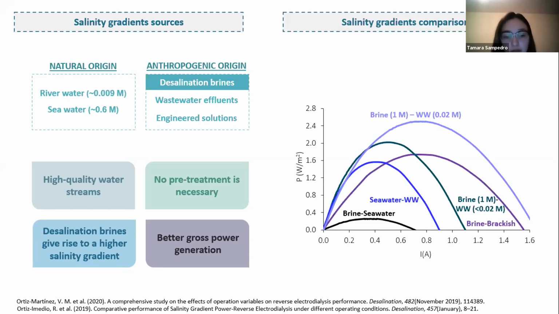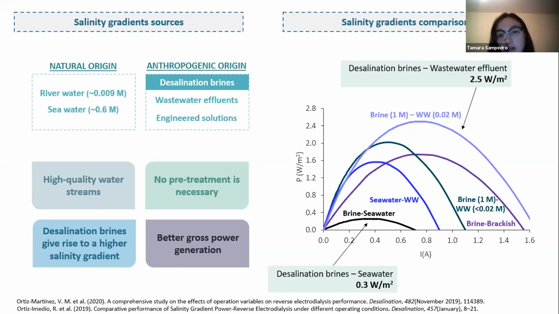The following shows the gross power density results obtained using a mathematical model developed by the research group I belong to. Here we can see the comparison of different salinity gradients obtained using the high concentrated solution. For the scenario with seawater and desalination brines, the maximum power achieved is 0.3 watts per square meter. For the scenario that uses desalination brines with wastewater effluents, considering the optimum concentration for the diluted solution, that is 0.02 molar, it could provide a maximum gross power density of 2.5 watts per square meter. This second scenario has a high potential for energy recovery.